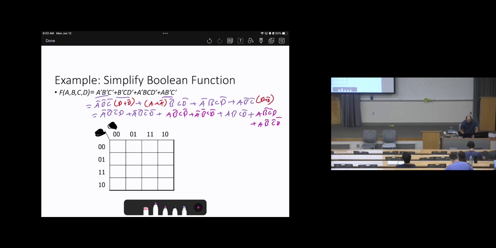Let's see. Do you think there will be any terms in common? I think there should be 2 terms at least in common. So a b bar c bar d bar, a b bar c bar d.